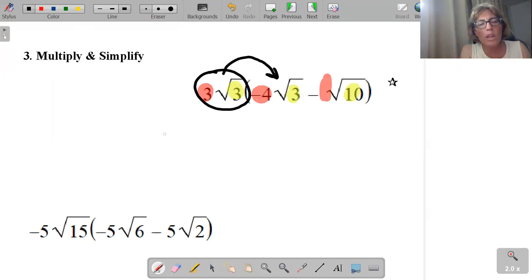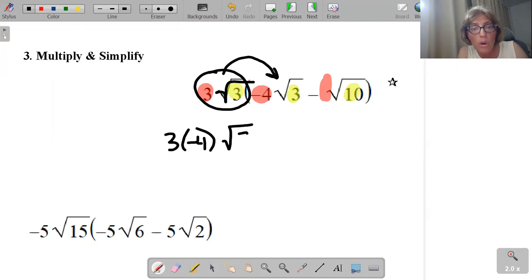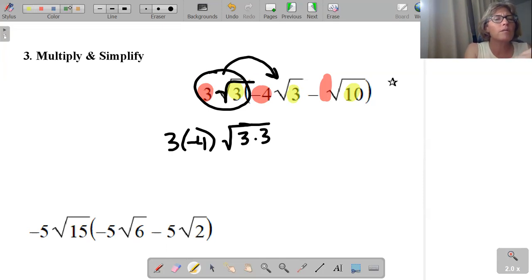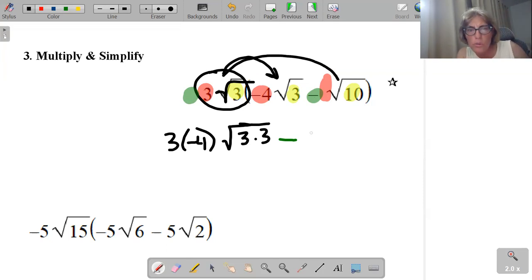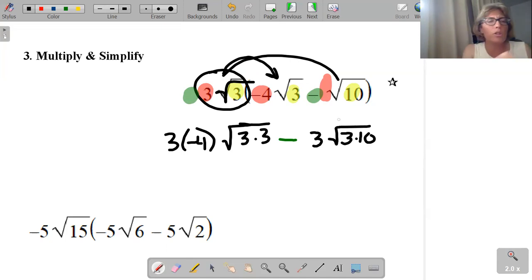That outer 3 multiplies with that negative 4. And that inner root 3 multiplies with the other inner root 3. You check the signs. That's positive. That's negative. So your sign is negative. And we go like this. Your outie is 3, and your innie is going to be 3 times 10. From here, you factor.